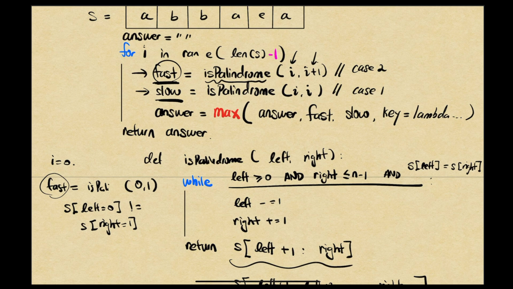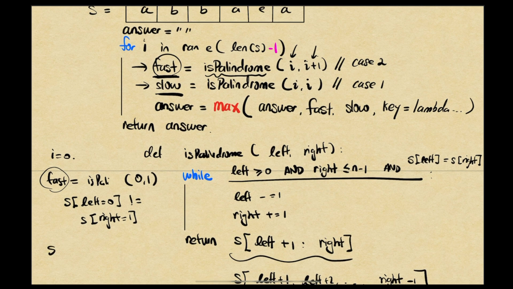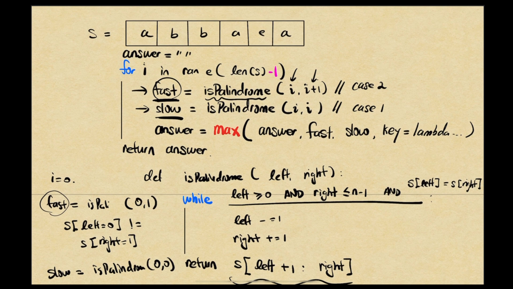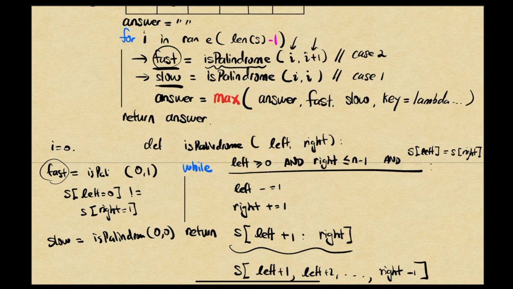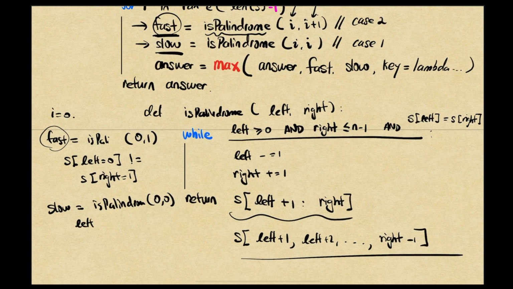And how about the slow one? Well, slow will be is palindrome 0 and 0. So, well, A is a palindrome, right? We increment left, we increment right and we decrement left. But left here is already 0. So when you decrement left, we get left is equal to -1. So we exit the while loop and we return what?